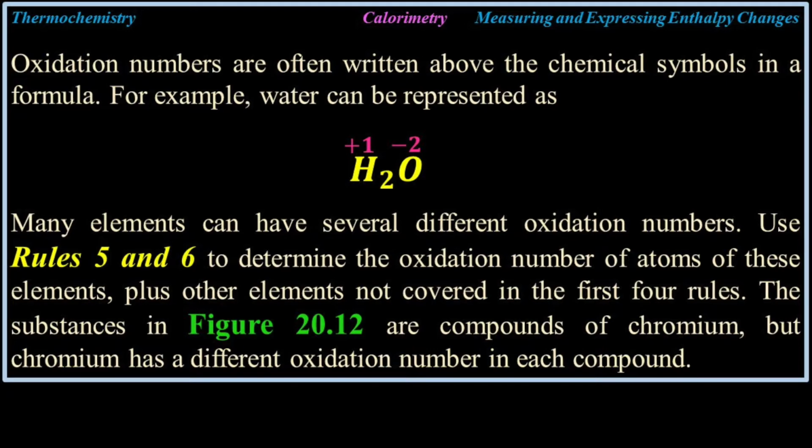and oxidation numbers are often written above the chemical symbol in a formula. For example, water can be expressed like so. Many elements have several different oxidation numbers. Use rules 5 and 6 to determine the oxidation number of atoms of these elements plus other elements not covered in the first 4 rules. The substances in figure 20.12 are compounds of chromium, but chromium has a different oxidation number in each compound.